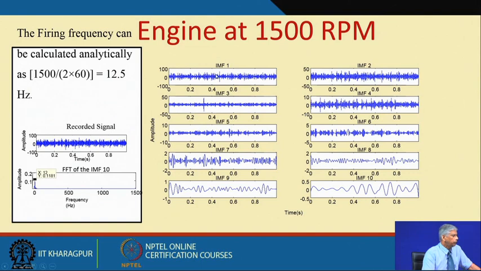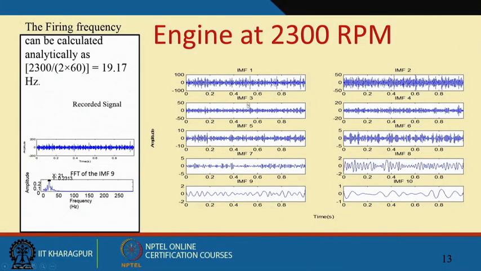So, the IMFs of the engine, this is the recorded signal. Through an EMD process, the IMFs were obtained. Okay, you can see 1, 2, 3, 4, etcetera. And the 10th IMF, you see it gives a frequency close to the firing frequency of the engine. Okay, in that way, even with just 1 second of data, we can find out the firing frequency of the engine. The same was also repeated at 2300 rpm, and the engine's firing frequency was 19.17 hertz.